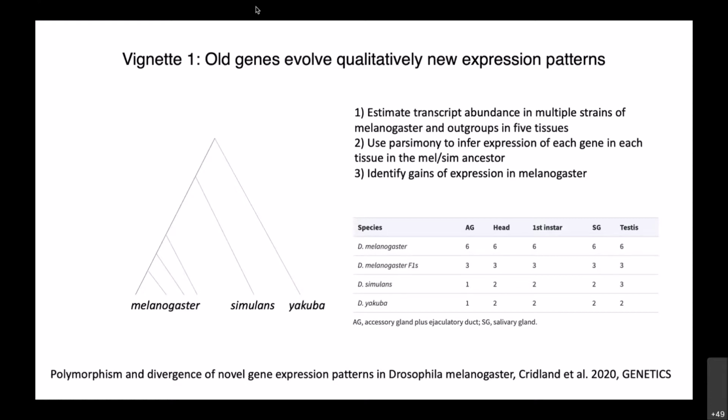Now, this table, which I took from the paper, is basically just a summary of the kind of data that we got. We have 6 melanogaster inbred lines, 3 F1s made from intercrossing those lines, and depending on the tissue, 1, 2, or 3 outgroup strains of simulans and Yakuba. Now, the tissues are accessory gland, AG, the testis, which you know. SG stands for salivary gland of the third larval instar.